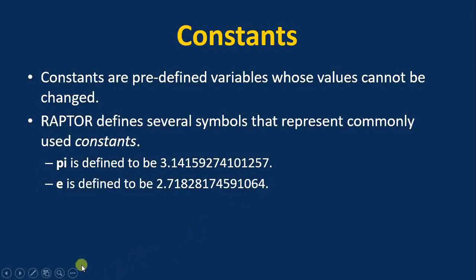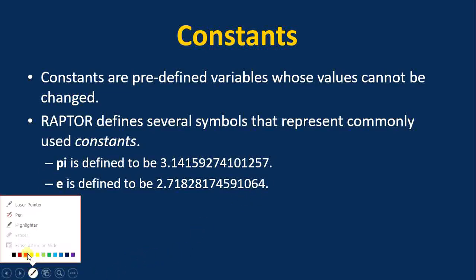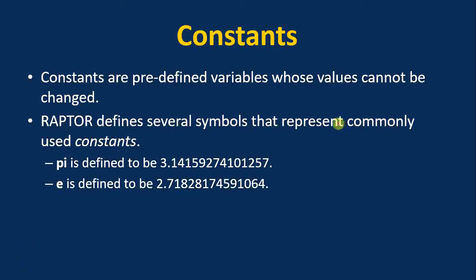Constants are predefined variables whose value cannot be changed throughout the program, unlike normal variables. So if it is normal variables, once you define a value, that value can be changed throughout the program. But if it is a constant, you are not allowed to do any changes.